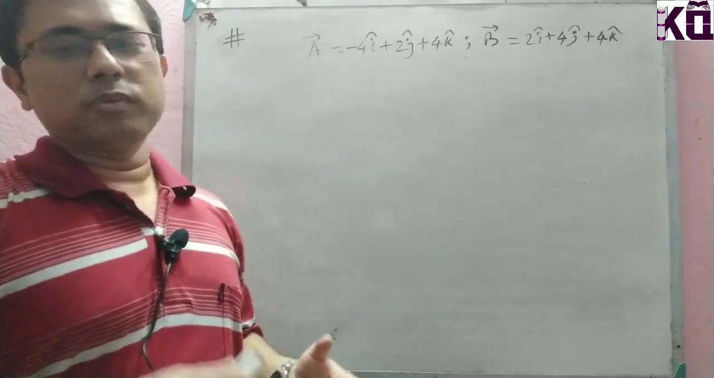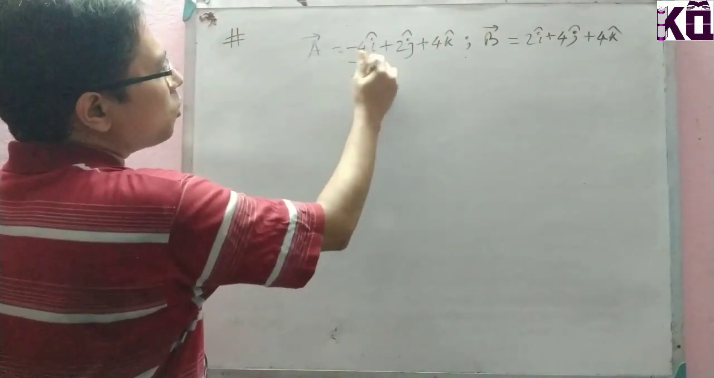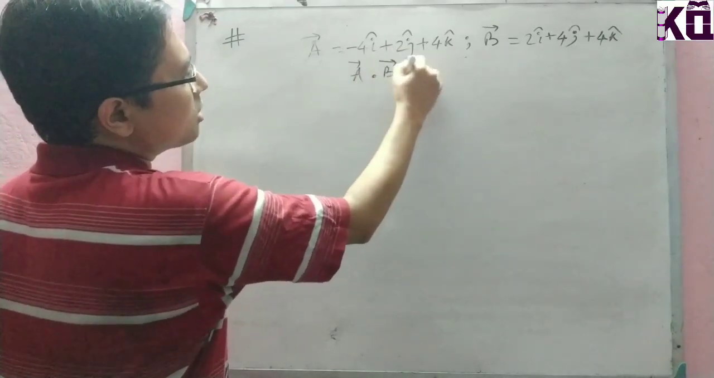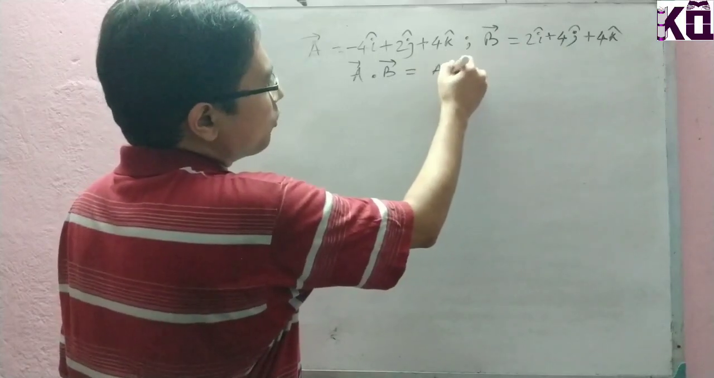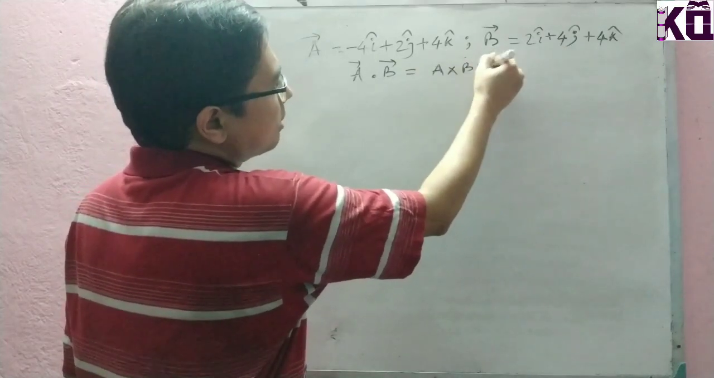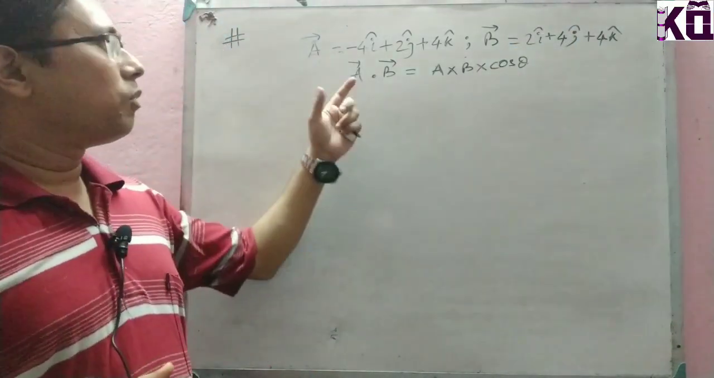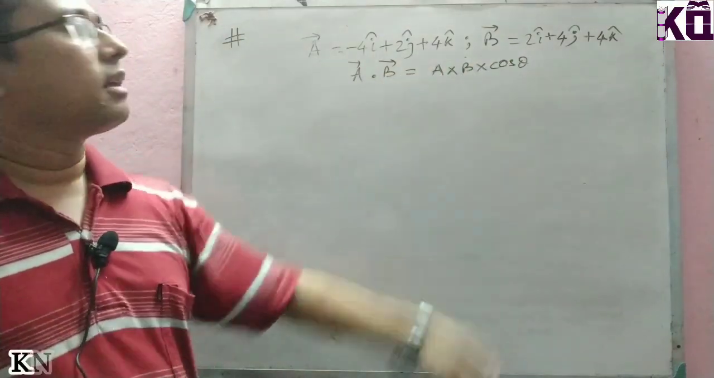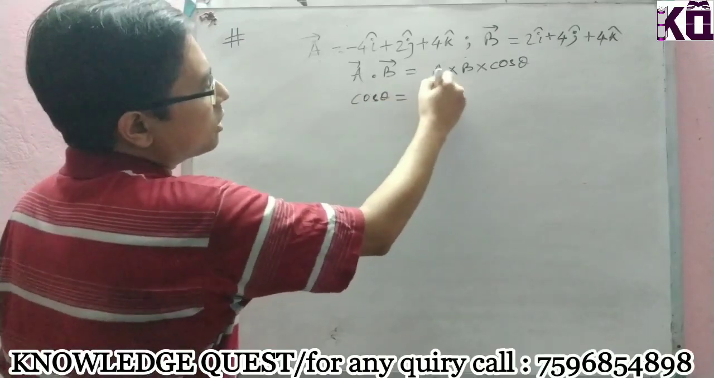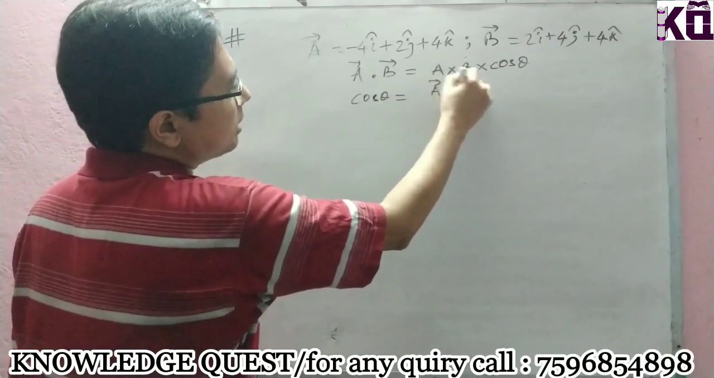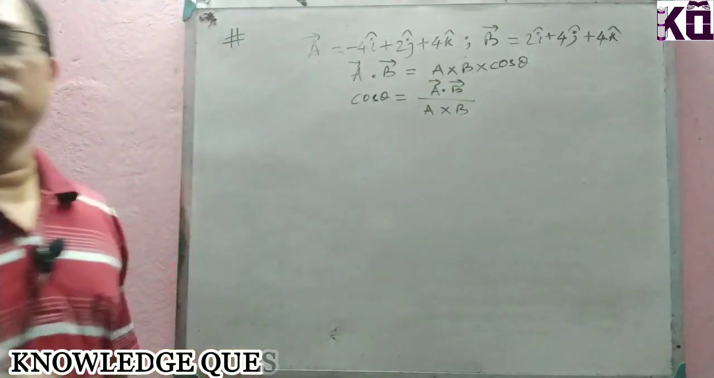There are different methods we can adopt, but there is one very simple way to identify this. We know A dot B, two vectors' dot product, should be equal to magnitude of A into magnitude of B into cosine of the angle between A and B. That means A dot B equals AB cos theta. Now what we have to identify? We have to identify cos theta basically. So that is A dot B, the dot product, divided by magnitude of A and magnitude of B.